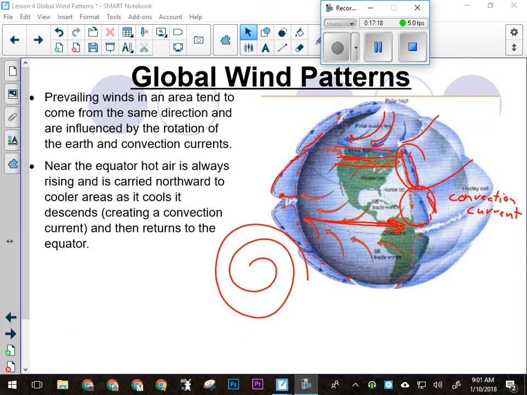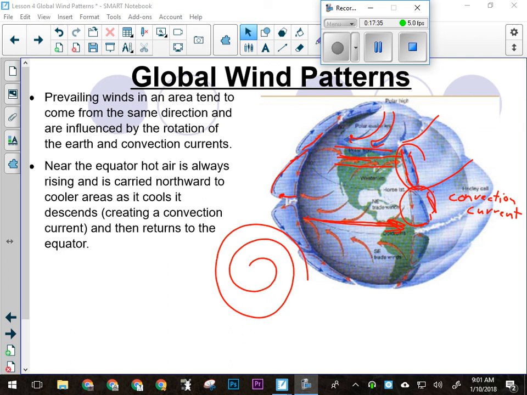The Coriolis effect is the deflection of these winds because the Earth is moving under moving air. The Earth rotates under moving air, producing a perceived change in direction. The air isn't really doing this. We just perceive it to be doing that.